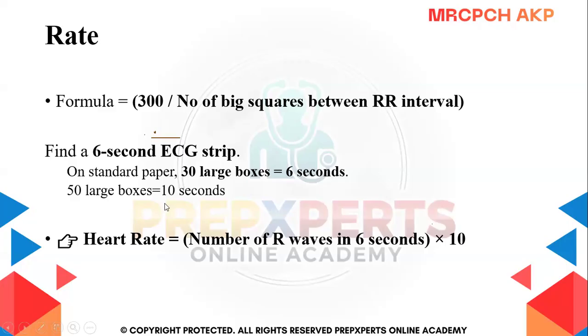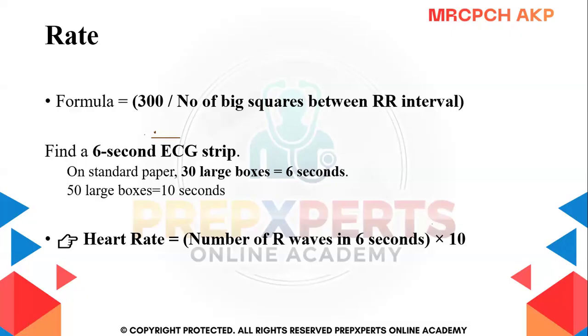And if you find that the ECG strip seems to be a little longer and it has got 50 large boxes, then it is a 10-second strip and you are going to multiply by 6. So it's vice versa. If you get a 6-second strip, you multiply by 10, and if you get a 10-second strip, you multiply by 6. So heart rate equals the number of R waves in 6 seconds times 10. You'll get the heart rate in an irregular rhythm strip.